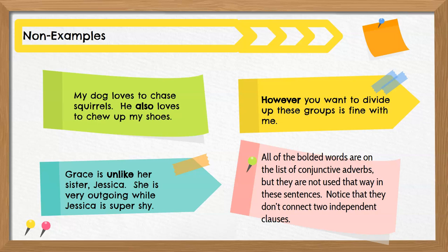However you want to divide up these groups is fine with me. However is more like whatever or whoever in this sentence. It doesn't connect anything. Grace is unlike her sister Jessica. She is very outgoing while Jessica is super shy. Unlike functions as an adjective that describes Grace, not a connecting word between two clauses.